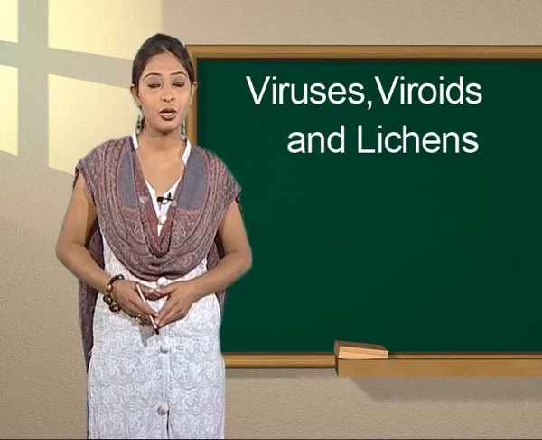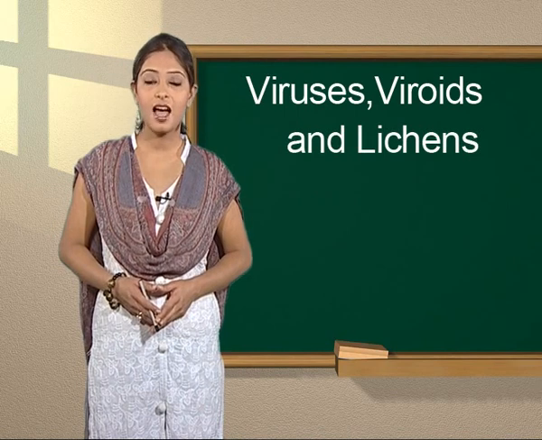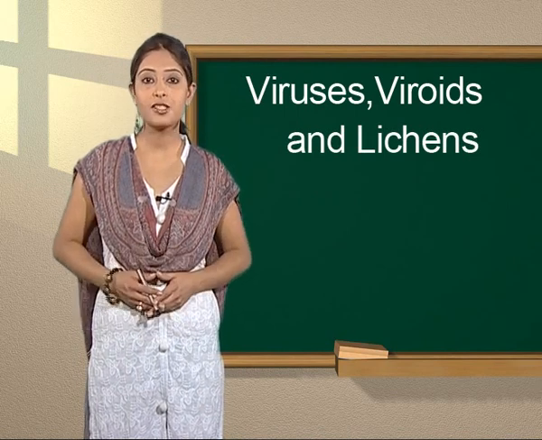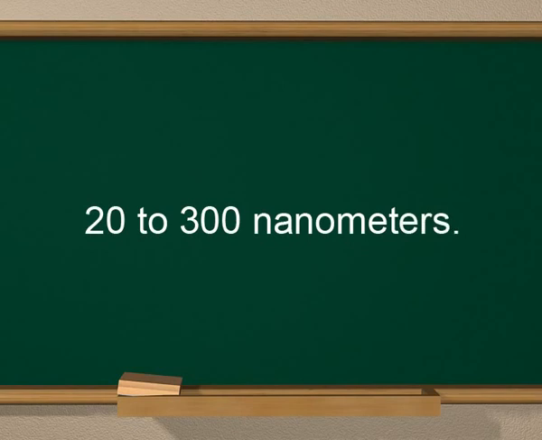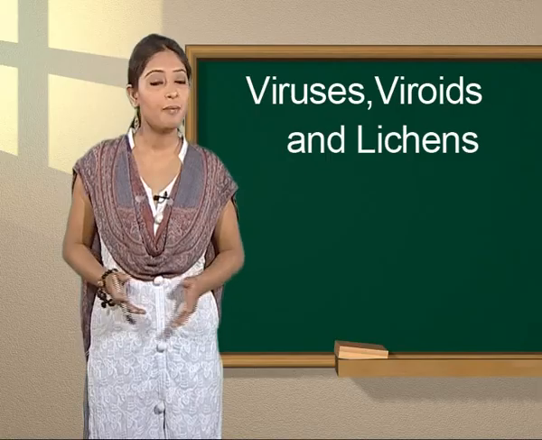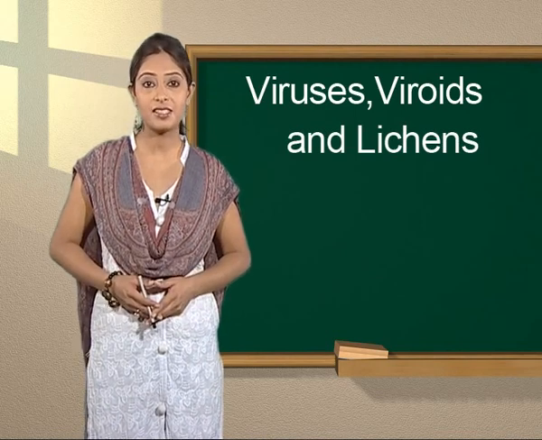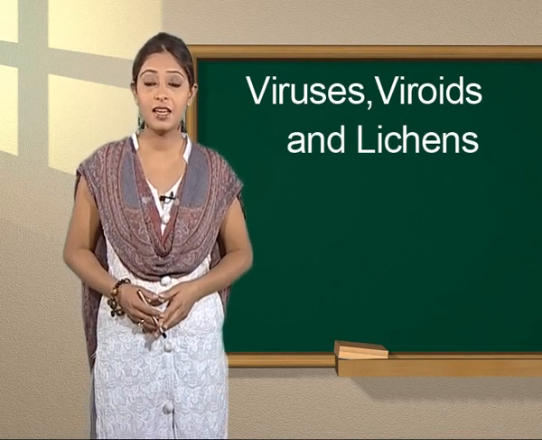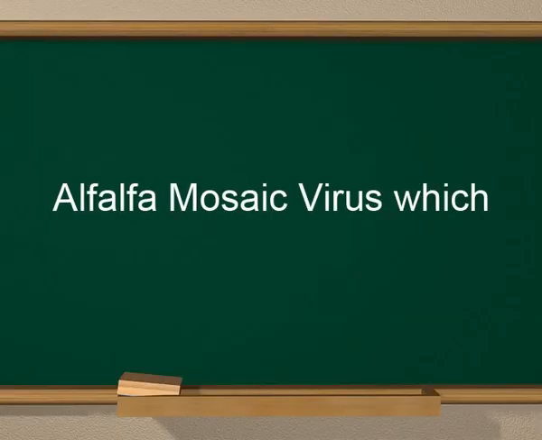Next question. What is the size of viruses? Answer. Viruses range in size from 20 to 300 nanometers. My next question is, name the smallest plant virus. The answer is, the smallest plant virus is alpha mosaic virus, which is 17 nanometers.